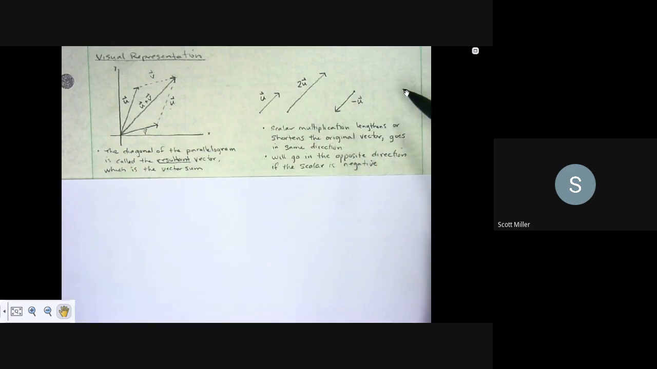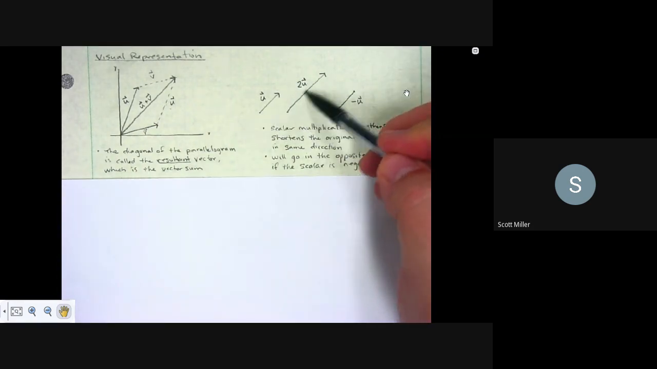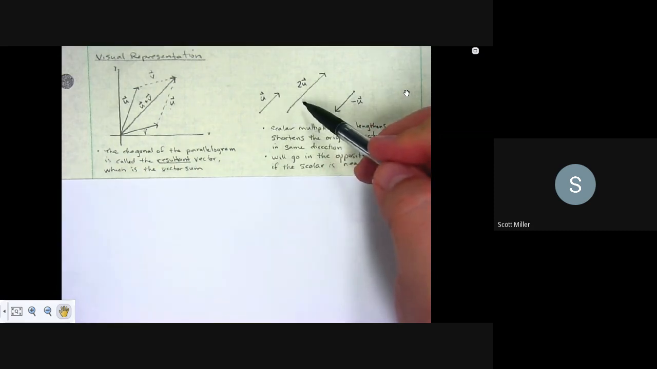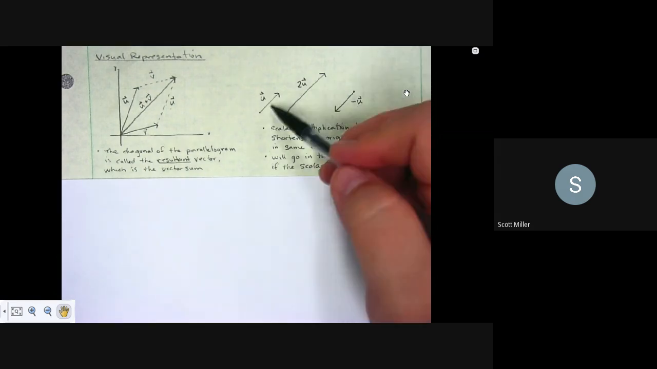Scalar multiplication just changes the length. So here is vector u. If I want to know what 2u is, then here is 2u. See, it's in the same direction and it is twice as long. For the most part, scalar multiplication does not affect the direction of your vector, except when it is a negative number. If it's a negative number, it will go in the opposite direction. So a negative u is the same length as that one, but it's now going in the opposite direction. So that's what negatives do.